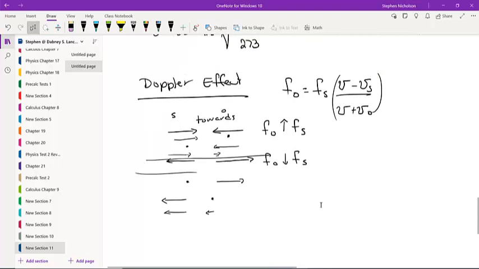But again, the key thing is that if they're moving towards each other, then the frequency of the observer is higher than the frequency of the source. So, you can think of like this one here where they're moving towards each other until they cross, and then they're moving away from each other. So you can go from one scenario to another, depending upon whether it's before or after they cross paths.